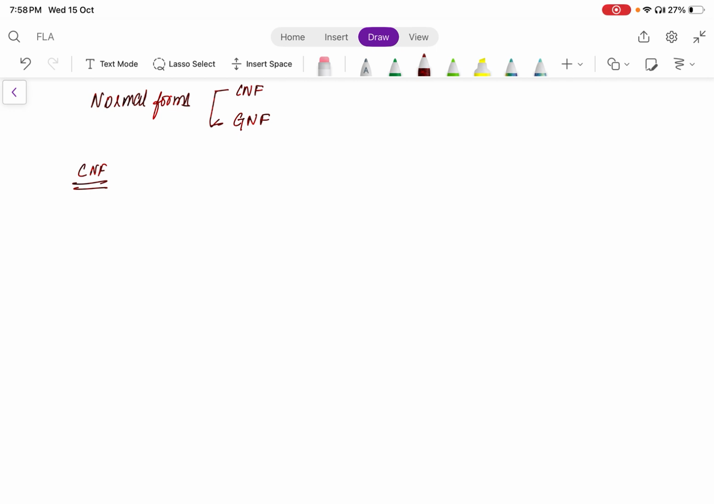Any context-free grammar is said to be in Chomsky normal form when the productions are of the form A tends to BC or A tends to a. It should either be two non-terminal symbols or a single terminal symbol. And if it is non-terminal symbols, the length of the production should be equal to 2. Okay, so this is the Chomsky normal form.